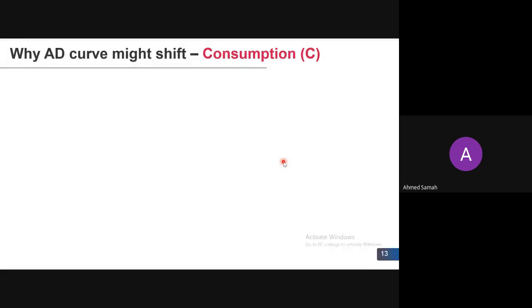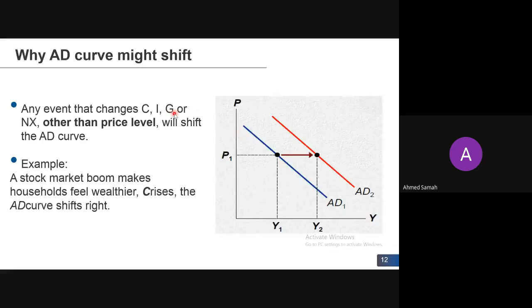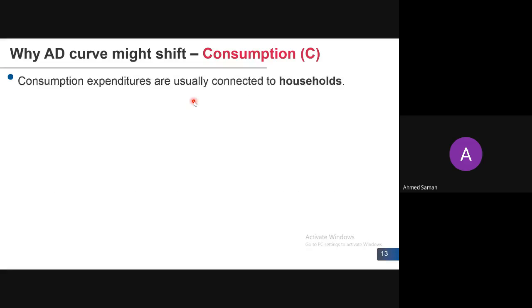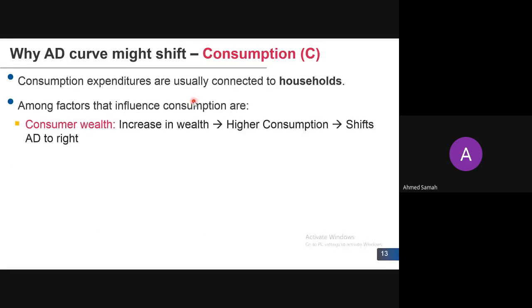So looking into more detail of how there might be a shift in each of these cases. First we will look into consumption. Consumption expenditures are usually connected to households, as I talked about in the previous lecture. Among the factors that influence consumption, the first is consumers' wealth.